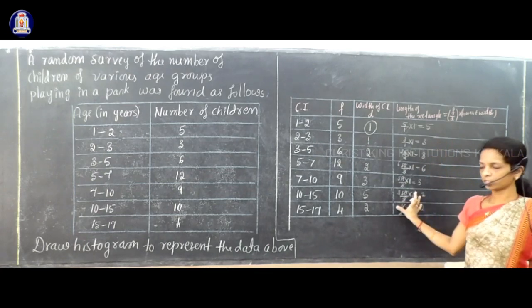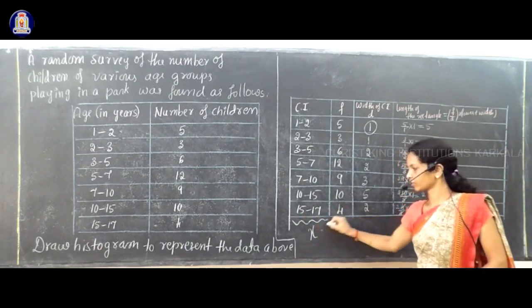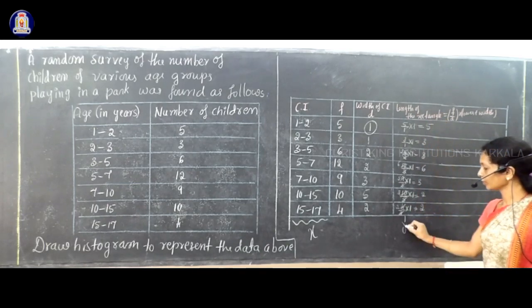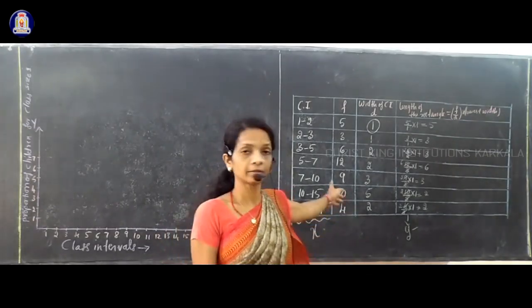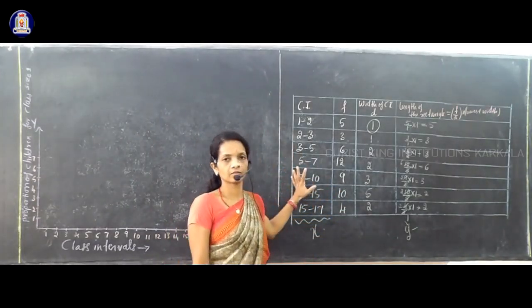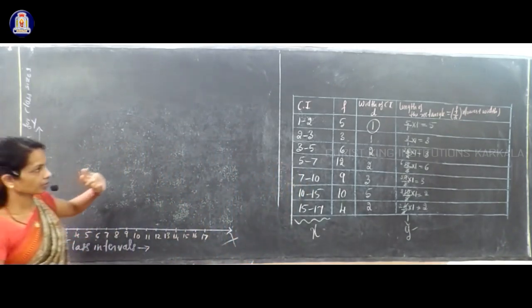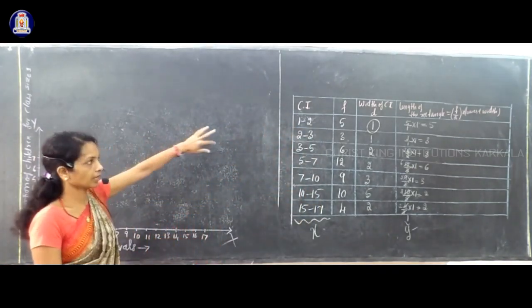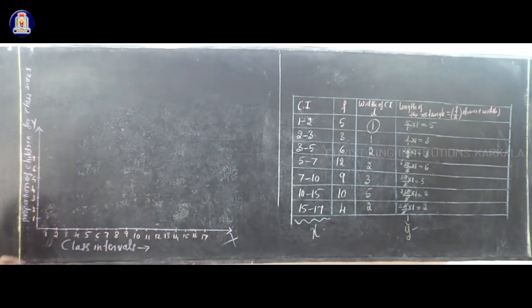Now we have to do histogram for this table. Okay, you have to take class intervals on the x-axis, and height of the rectangular bar on the y-axis. Next, histogram for this table. On the x-axis you have to mark points at equal distances, and you take 1 centimeter as 1 unit and mark from 1 to 17. Okay, because the class interval starts with 1 and ends with 17. So 1 to 17 you have to mark, and on the y-axis we have to take the height.